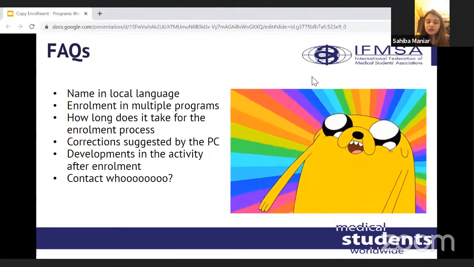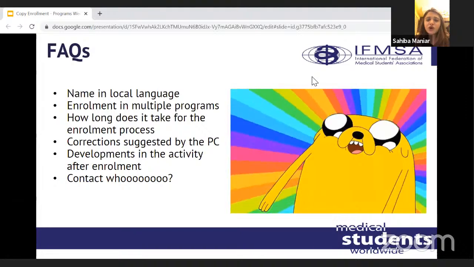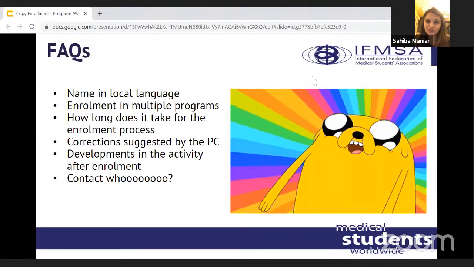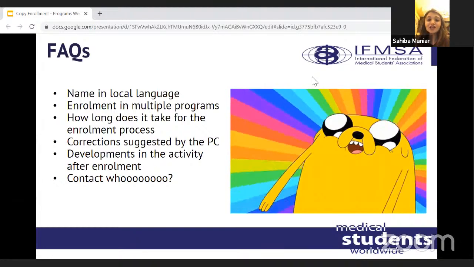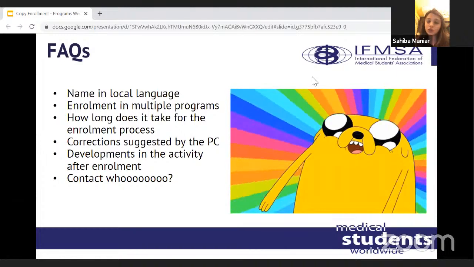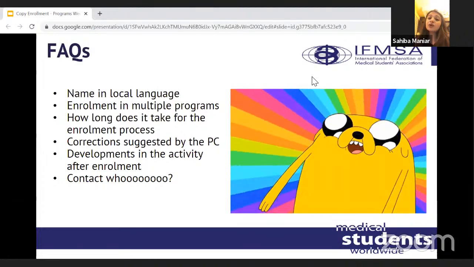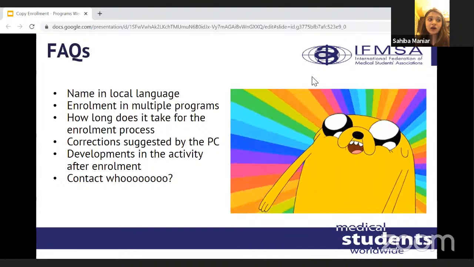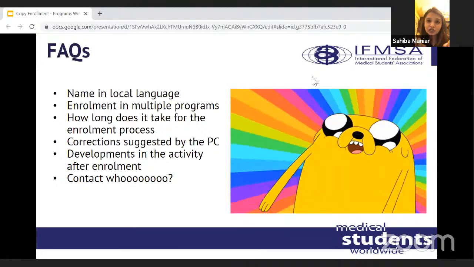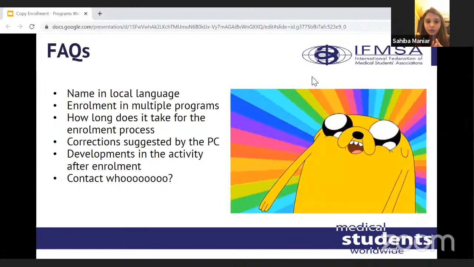After the whole webinar, we thought it would be very important to discuss a few very frequently asked questions to our program coordinators. So number one, what if the name of your activity is in a local language? Either you can enroll it right away, but what we suggest is that you convert it into an English word and enroll it that way.